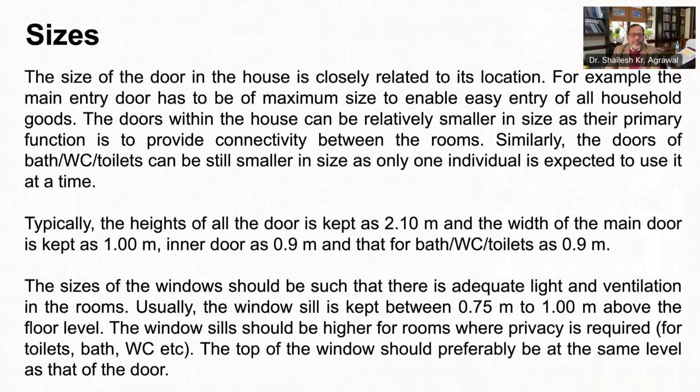Similarly, let's look at the sizes of windows. The sizes of windows should be kept such that there is adequate light and ventilation in the house. Usually, the windows are kept above the floor level, which is known as sill level. The window sill is kept between 0.75 meter to 1.0 meter above the floor level. For rooms where privacy is required, like bathrooms and toilets, the window sill should be higher. Remember to keep the top of all windows at the same level as that of the door.